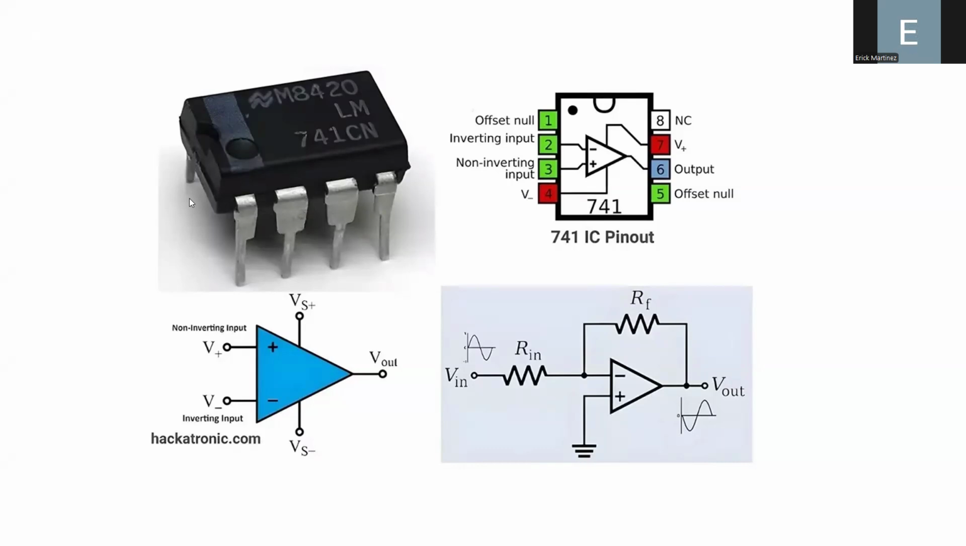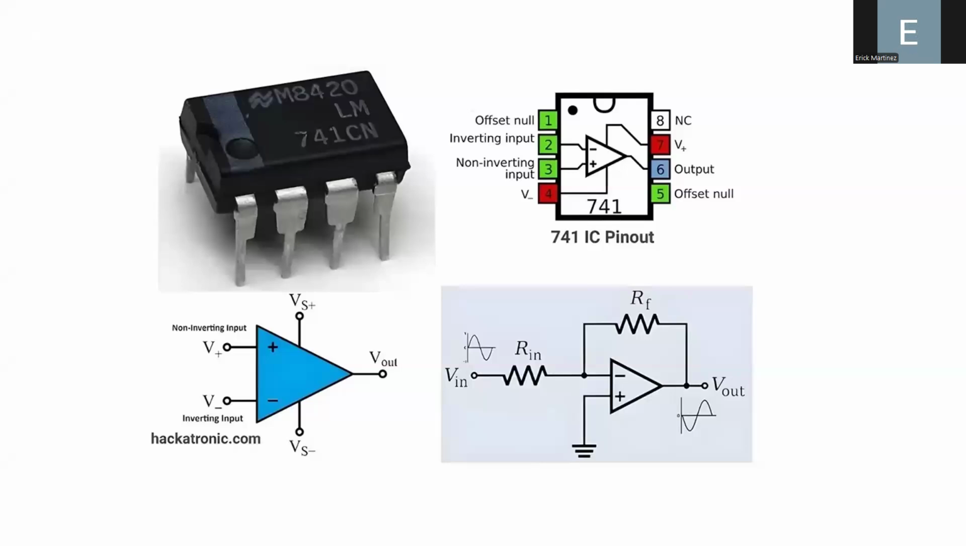Also, terminals 2 and 3 are the negative and positive input voltages of the operational amplifier. Pin number 6 is where we can detect the output voltage. And pin number 8, you don't need to connect that. That's why we have this NC, which is not connected. And pins 1 and 5 are used to add a certain offset to the input voltage. Okay? This is another representation.